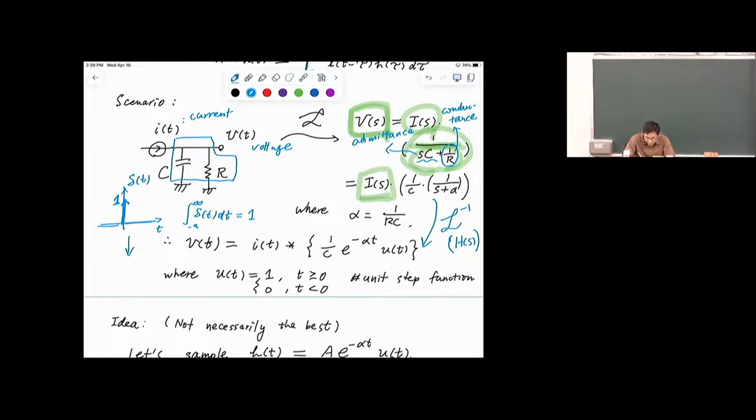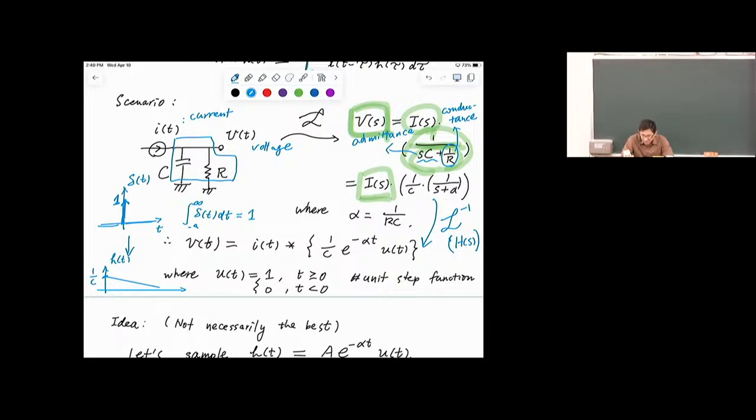Therefore, h of t initially should be 1 over C at time 0. And then it decays exponentially because of current leakage with a time constant of RC. For those of you from DNGC, by this time you should know that.